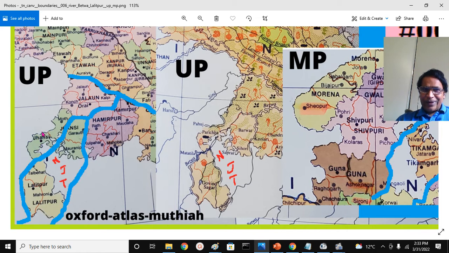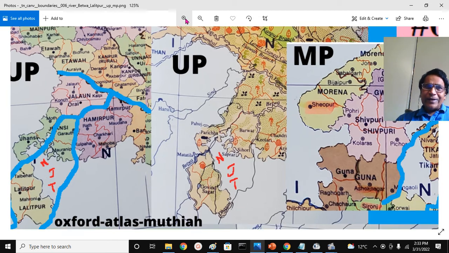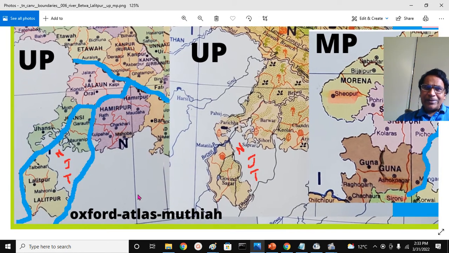I am not showing the Pahuj river here, and there is also one more river called Jamni, that goes along the Lalitpur eastern side. I have not shown that district also for clarity. So you can see here the same. This is the Oxford Atlas maps.